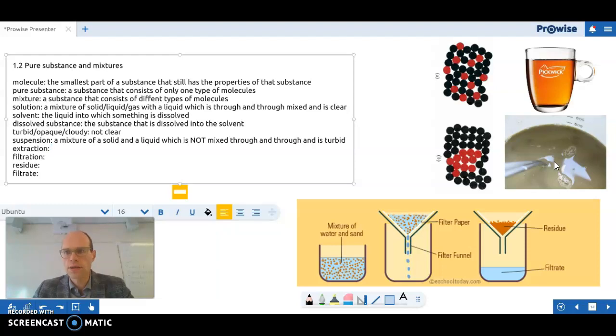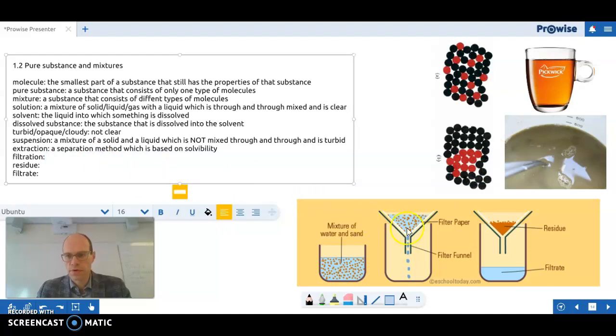And if you do that, if you solve part of the mixture and leave the rest behind, that's called, with a different code word, extraction. So it is a separation method. It separates a mixture. And it is based on solvability.